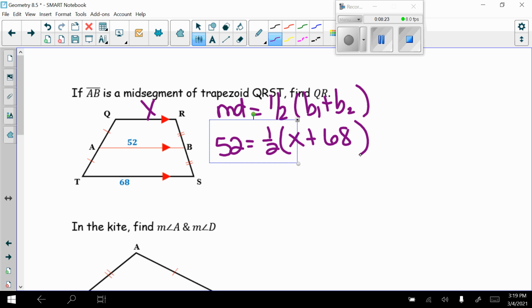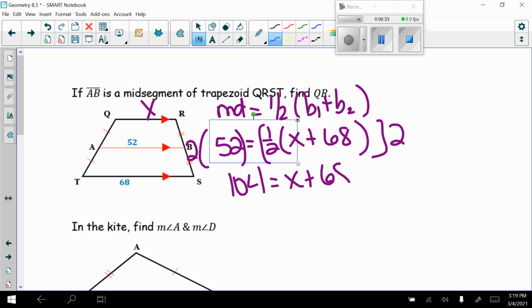I'm going to go ahead and get rid of this 1/2. So to get rid of that 1/2, I'm going to multiply everything by 2. What I do to one side, I have to do to the other side. So now I have 104 equals X plus 68. Subtract 68 from both sides, so I get X equals 36. So then QR is equal to 36.